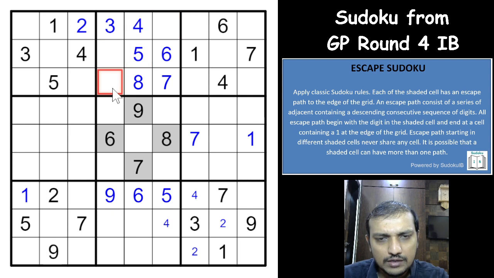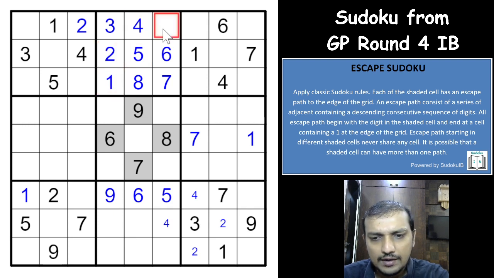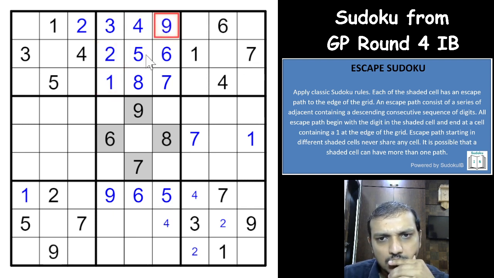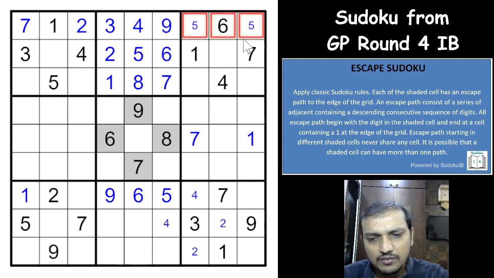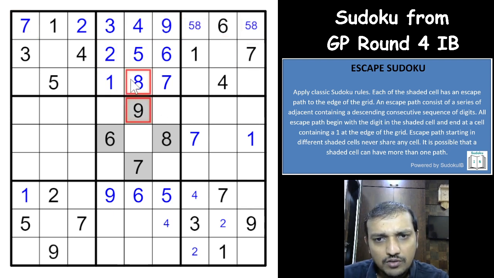And 1, 2 and 9. So this is 1, 2 and 9 here. This cell would have to be a 7, classic rules. These two cells are 5 and 8. So we have already done the path here. If you see, I'll just mark the line here.